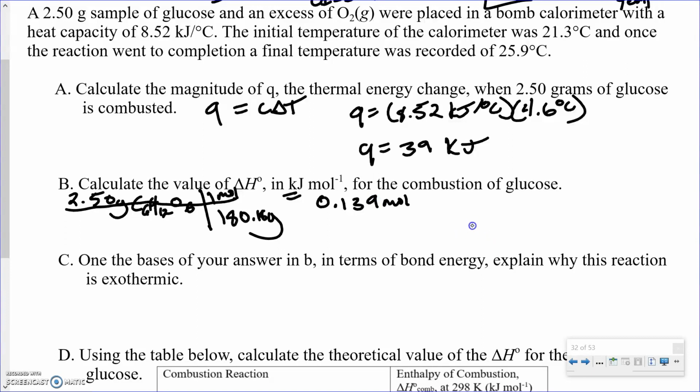Okay, now how do we get it in kilojoules per mole? All we have to do is take our 39 kilojoules and divide it by our, that should be 0.0139.